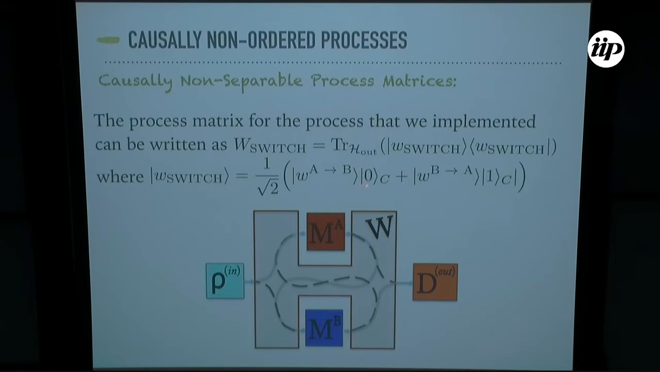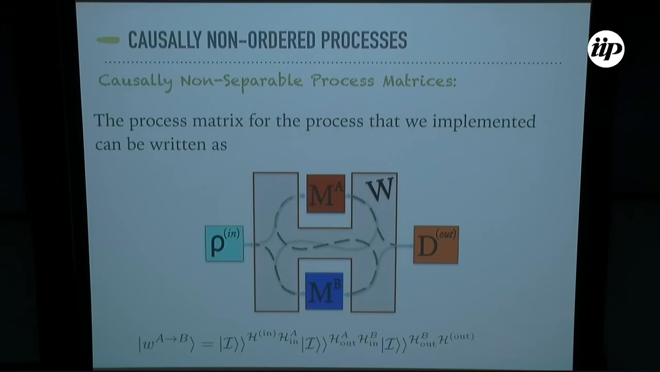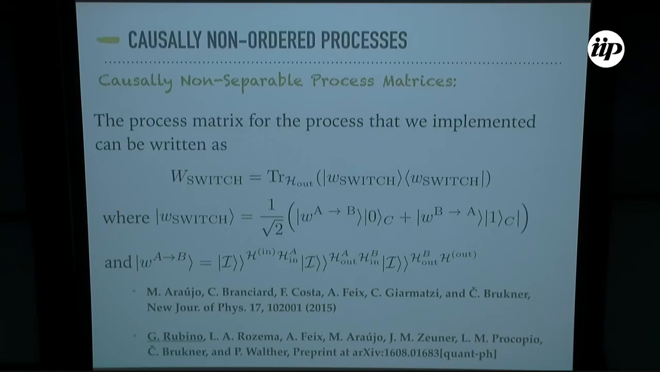So, as I said before, if the control qubit is 0, Alice acts before Bob, and if it's 1, Bob acts before Alice. And what do I mean by Bob acts before Alice and Alice acts before Bob? For example, the vector for Alice acts before Bob is this type of vector, where these are double kets in the Choi-Jamiołkowski isomorphism. And so they go from the Hilbert space of the input of Alice, output of Alice, input of Bob, output of Bob, overall output. So all in all, this is the form of the W of the quantum switch.